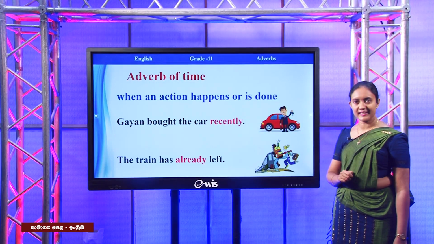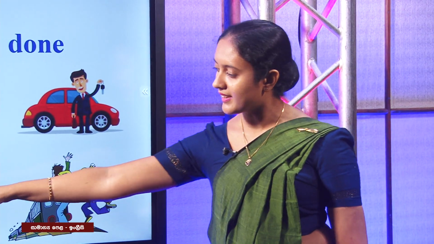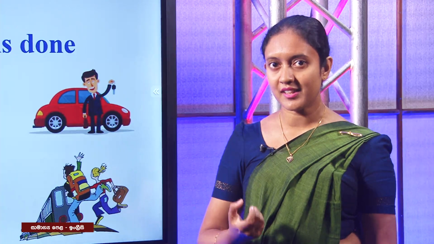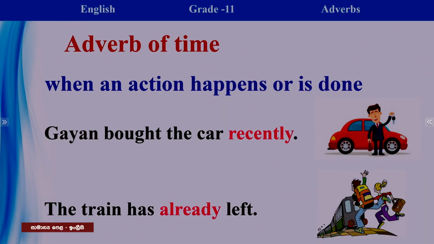Look at the next sentence. The train has already left. So, here the train has already left. What is the adverb here? It is already. So, it indicates the time. So, we call it an adverb of time.